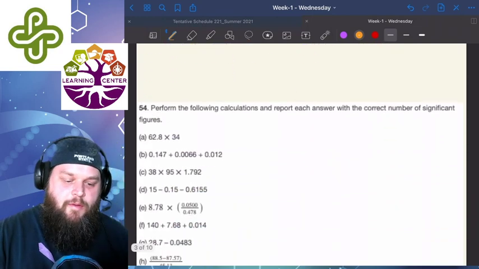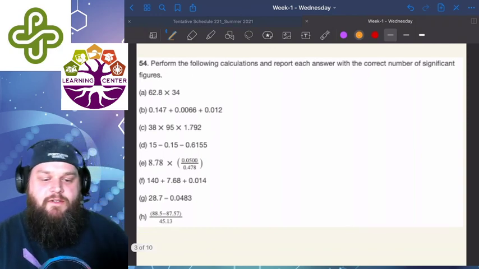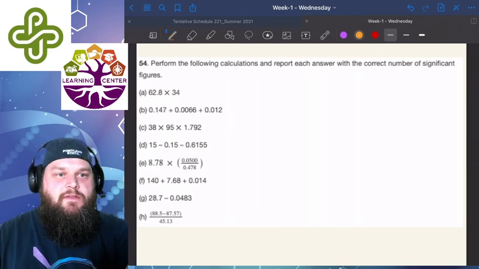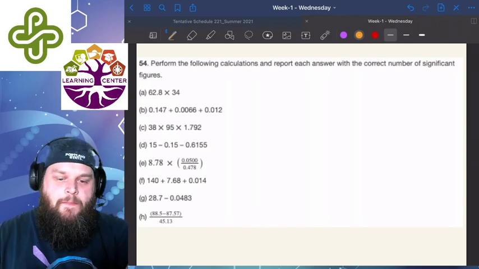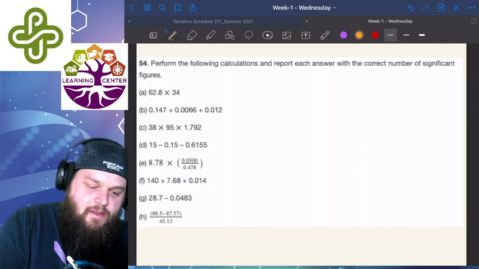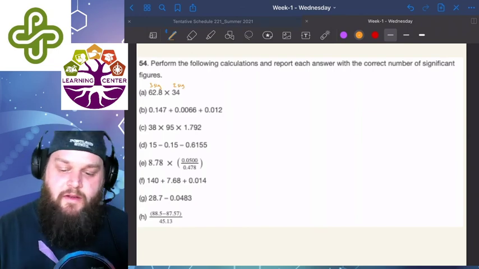I'm going to try a problem out of the book. It says perform the following calculations and report each answer with the correct number of significant figures. So the first one is 62.8 times 34. If we look at this, we can see this is 3 sig figs and this is 2. So my answer should be to 2 significant figures.